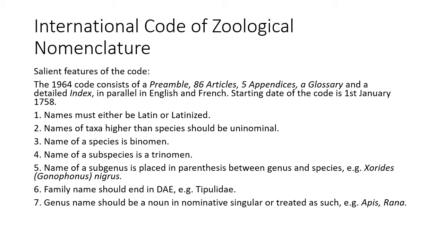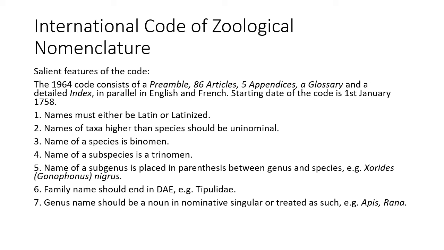Now, what are the different features? Name must be either in Latin or Latinized. Names of taxa higher than species should be uninominal. So basically that means you cannot have multiple words to describe one genus. It should be one word. So for example, Homo. It cannot be Homo, Mono, Somo. No, it has to be one word.